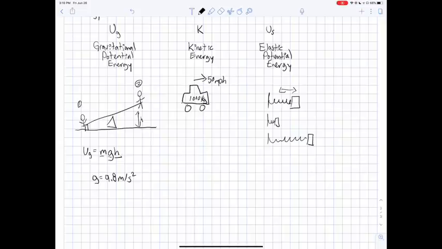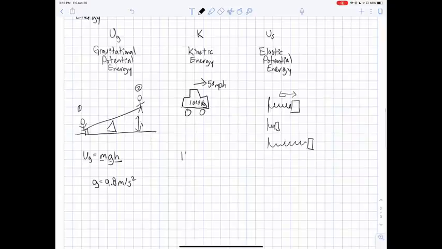And this value holds true for all of the problems that we're going to be doing in this class. Okay? Now for kinetic energy, our equation is K is equal to 1/2 mv squared, where m is going to be our mass and v is our velocity. Okay, pretty straightforward. And lastly, our elastic potential energy equation is 1/2 k x squared, where x is going to be the distance that the spring is stretched.